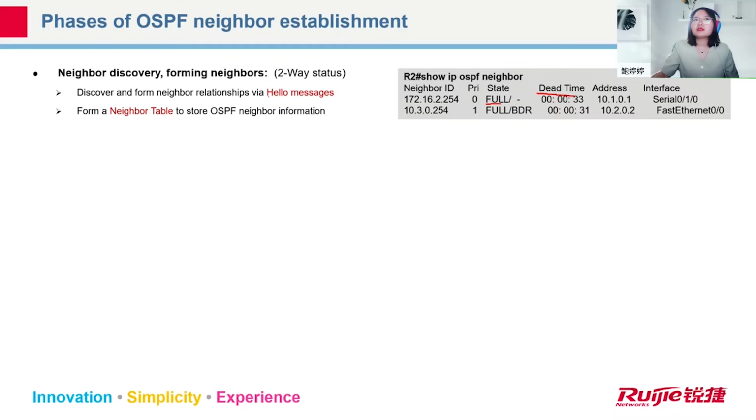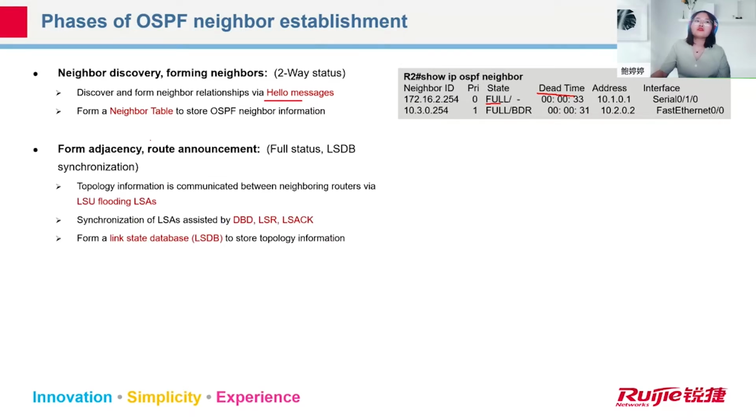To find the neighbor, the main packet is the hello message. When we find the neighbor, we add the information to the neighbor table. So the first table is the neighbor table. Then we establish the adjacency relationship with the neighbor. We only establish the adjacency with the DR and BDR in order to announce the routing information. After we exchange this routing information and the LSDB, the database, is complete, we have a new status. This we call the full status.